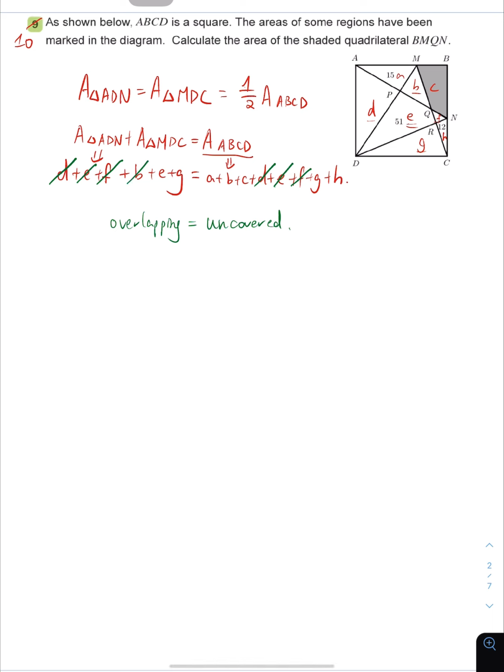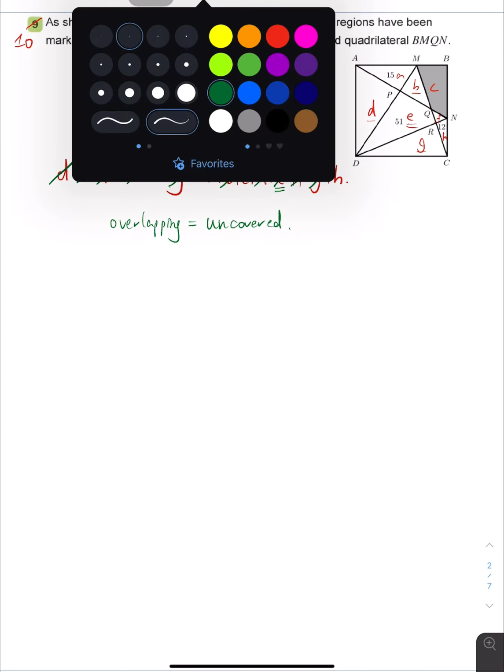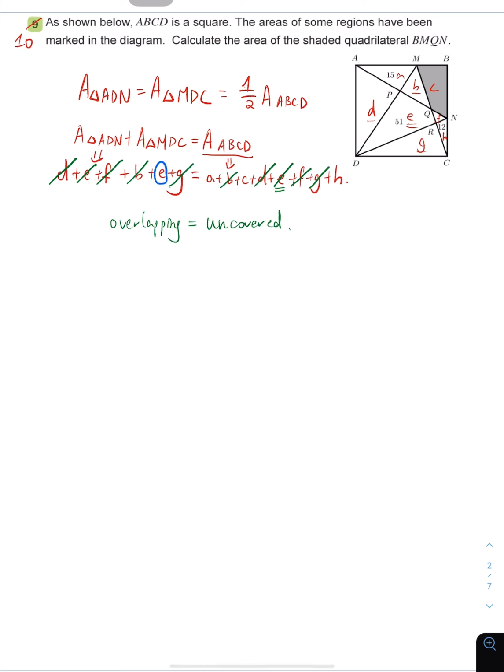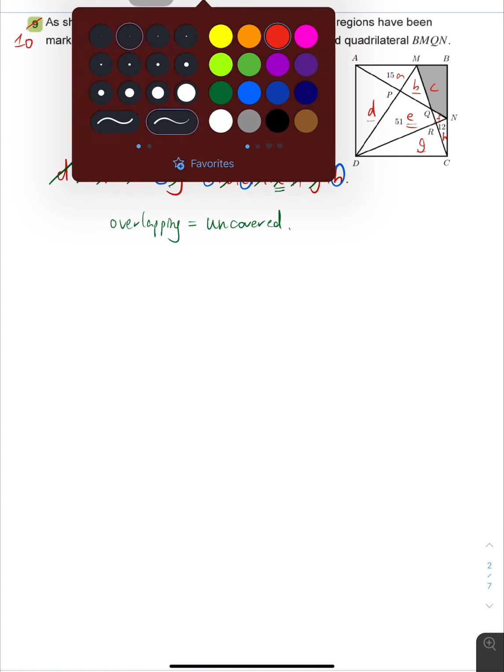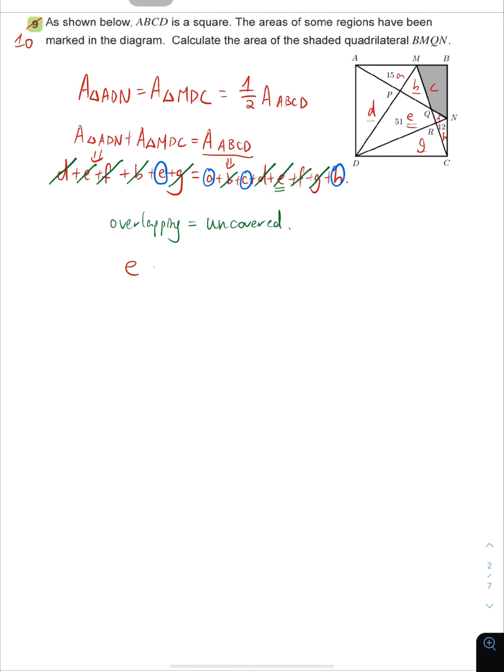So B, B, G, G. But then we can see that we have already eliminated the E on the right-hand side. So all we have left on the left-hand side now is E. And on the right-hand side, we have A, C, and H. So it means that section E is going to be equal to section A adding section C adding section H.